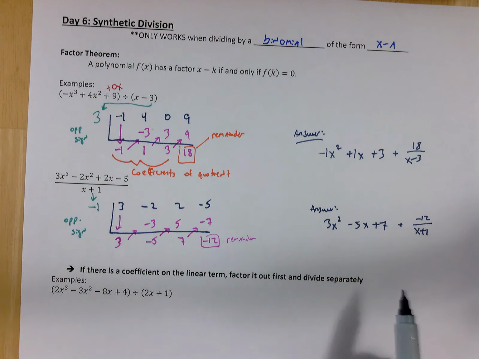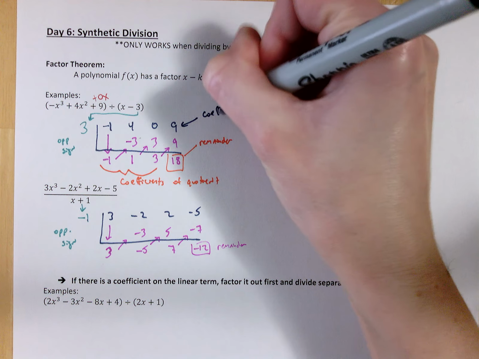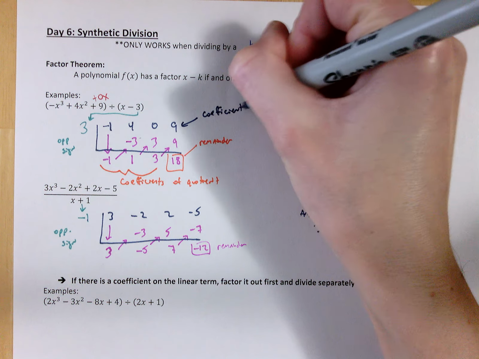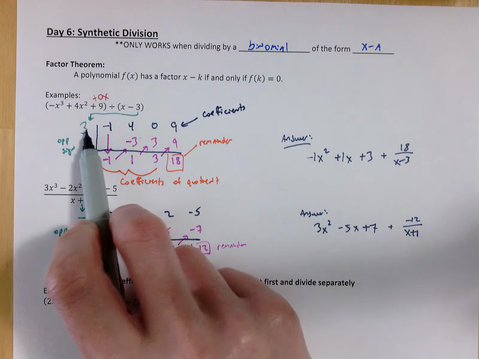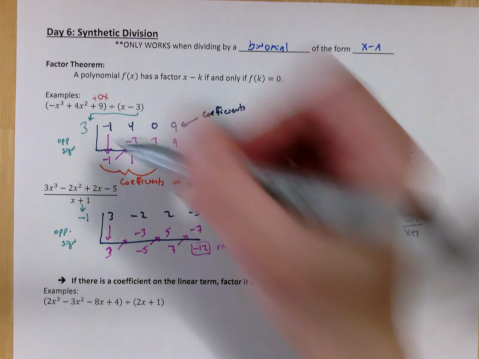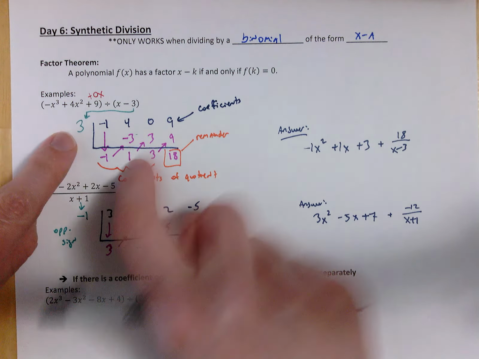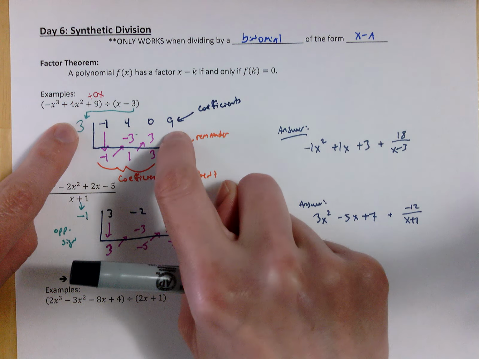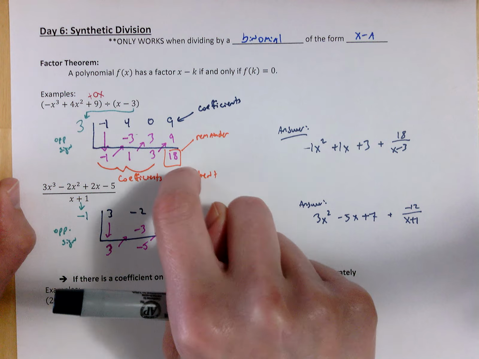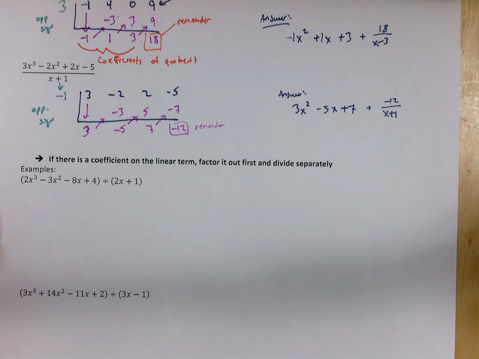Okay, just one more time, to reiterate. These guys right here are your coefficients. This number comes from what you're dividing by, but it's the opposite sign. And then your pattern: you bring the first one down, multiply, add, multiply, add, multiply, add. Last number is your remainder. These are the coefficients of your answer. So it's kind of cool. It's a nice little shortcut that you can use. All right, so let's take a look at these guys.